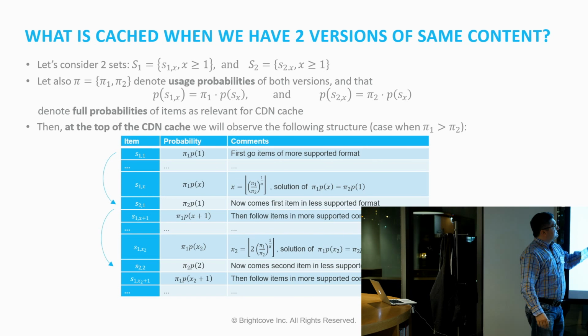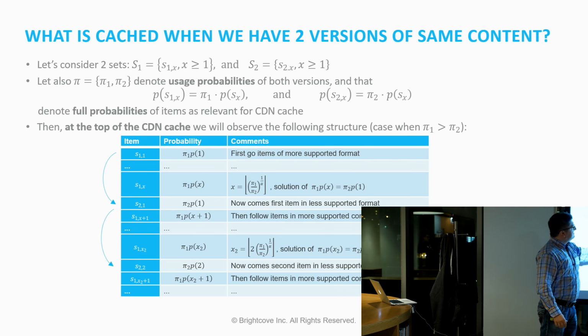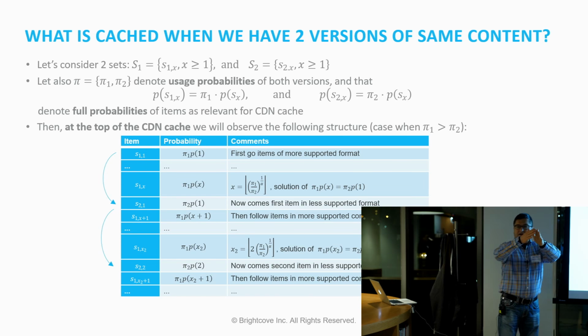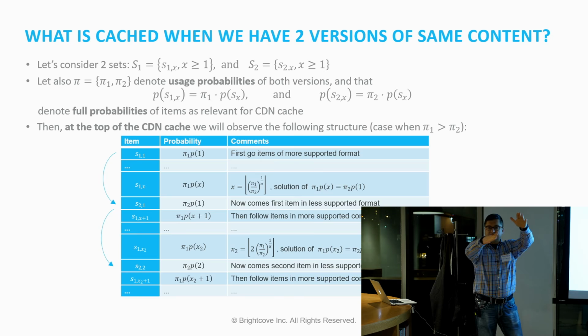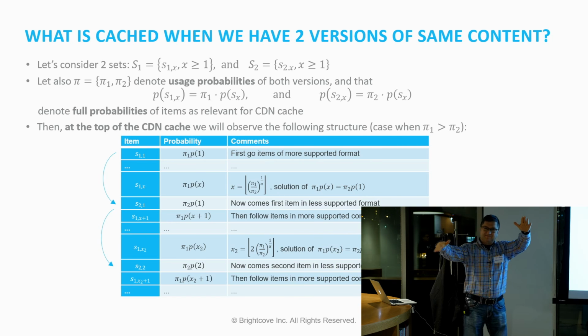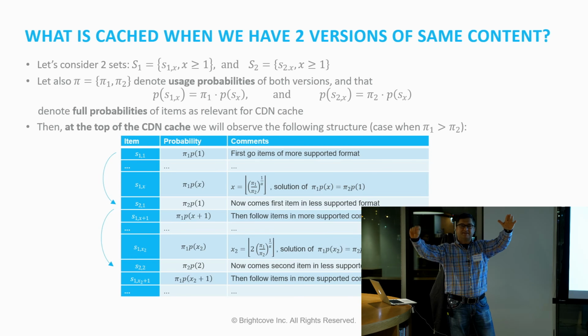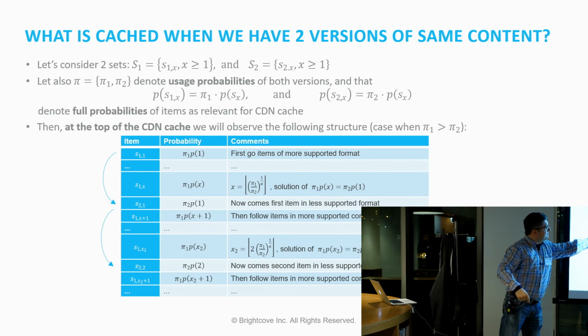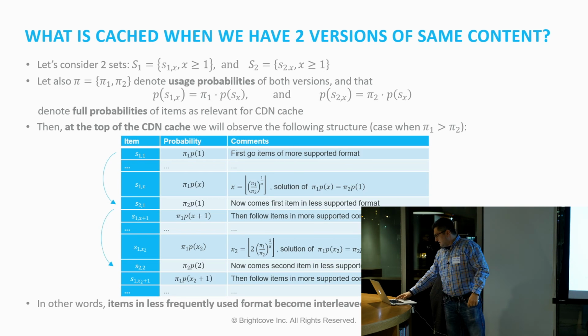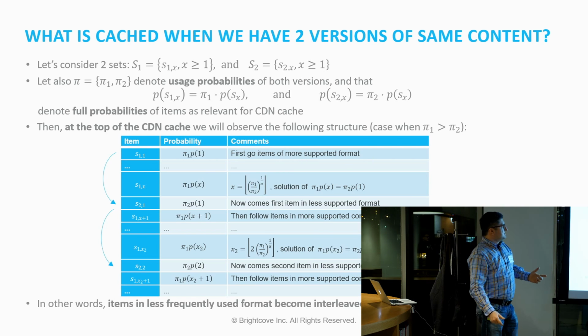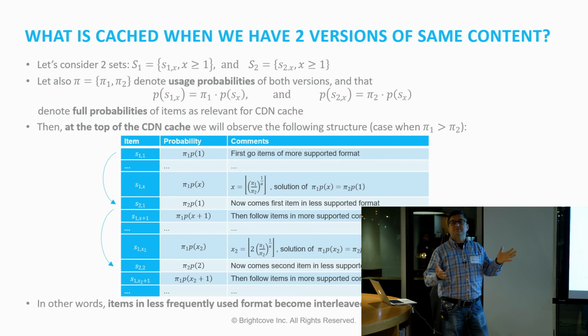And what I discover, assuming that P1 is greater than P2, is that that will form an interleaved pattern. So first will come the items of the most popular, most used content. Then I will have the first element of the second type. Then again a continuous chain from the first type. Then again the second. So there will be an interleaved sequence of those items, where the version that has higher usage probability will be present more prominently. That's what it really means.